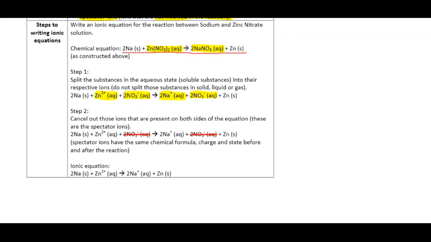So what we can do here is cancel away those ions that are present on both sides, that are the same before and after. If they remain the same before and after the reaction, it means they do not participate in the reaction, and therefore they are spectator ions. So we cancel away those that remain the same. As you can see, NO3 aqueous and NO3 aqueous remain the same, so we cancel out the NO3.